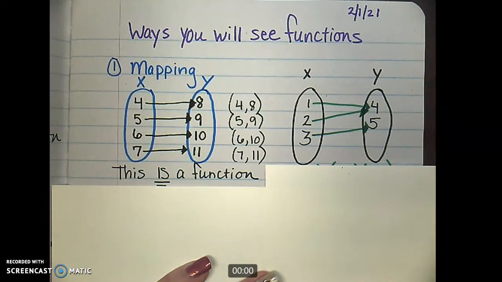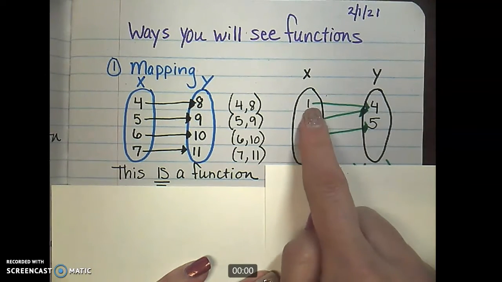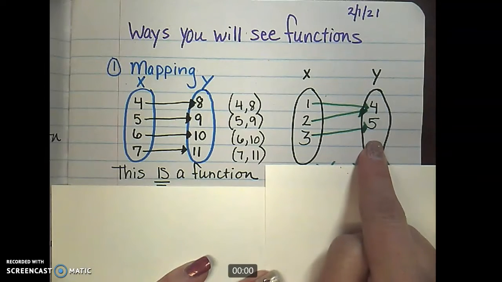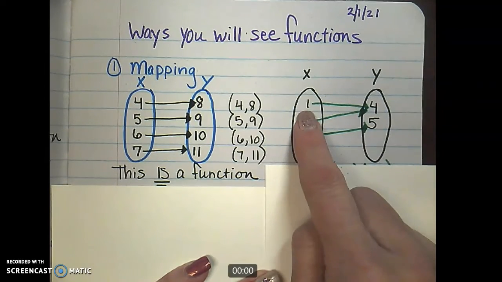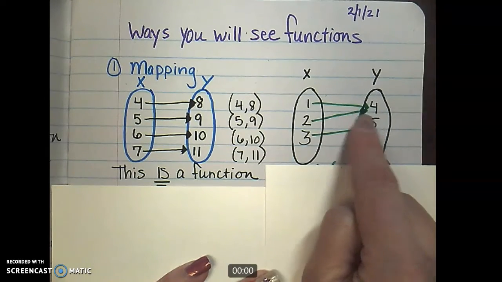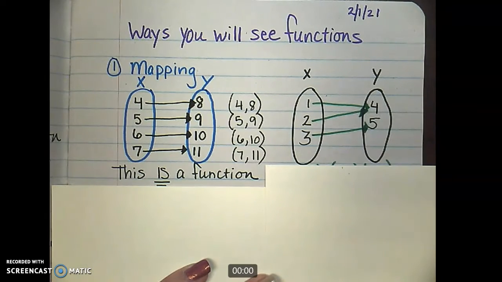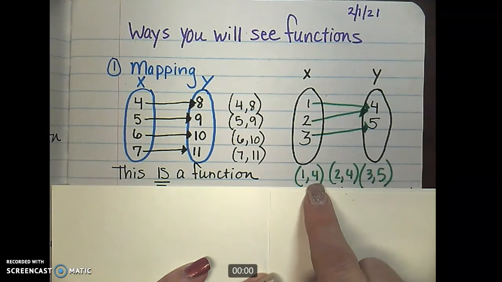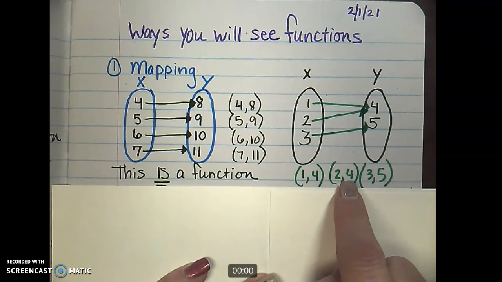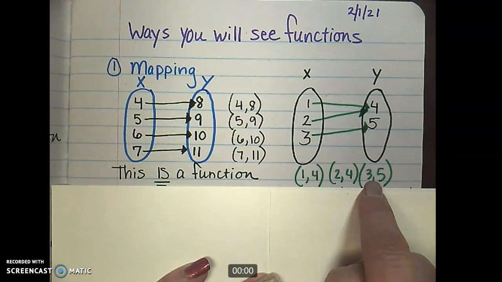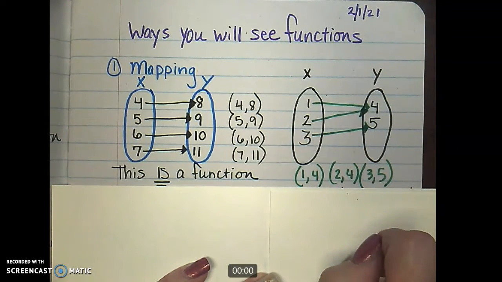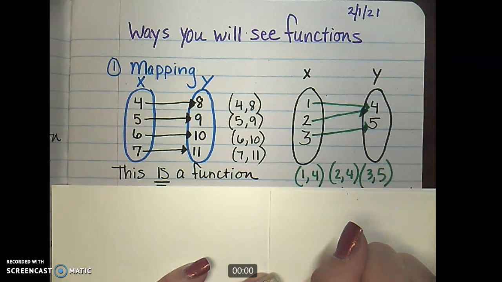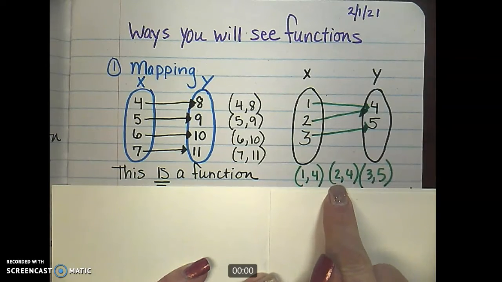Okay, here's another example of a mapping. We've got some X values on the left, some Y values on the right. However, we've got 1, 4, 2, 4, and 3, 5. So those represent ordered pairs. We've got 1, 4, 2, 4, and 3, 5. So would this represent a function? Yes or no? Yes. Good, this one is a function. None of the X values are used more than one time.